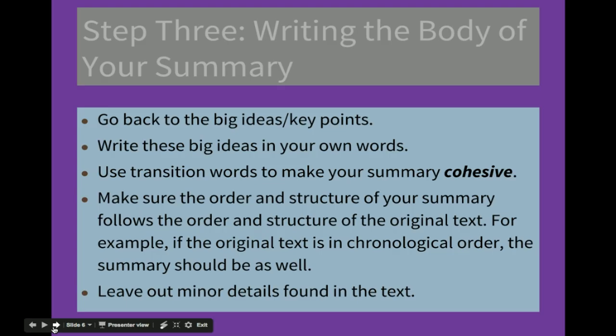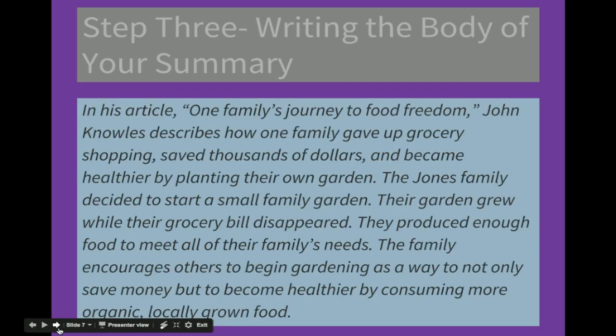And make sure you're leaving out minor details. Again, a summary is only the big ideas, not things that are kind of irrelevant. So here's an example. We'll start with the topic sentence. In his article, One Family's Journey to Food Freedom, John Knowles describes how one family gave up grocery shopping, saved thousands of dollars, and became healthier by planting their own garden.